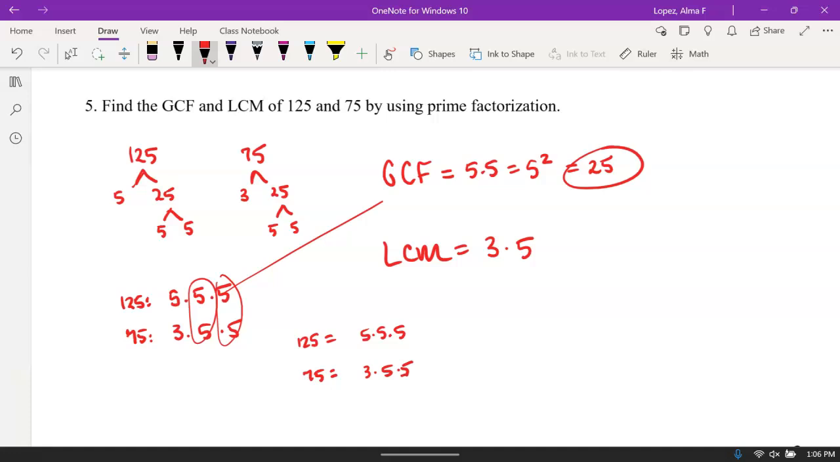Now find the largest number of 3s. Well, it only occurs once in one of the numbers, so that's all I'm going to use there. For the 5, you look at your two lists and you say, what is the most number of times that 5 occurs in any of the numbers? Well, it occurs 3 times in the first number, so 3 is going to be our exponent there. And when I multiply them together, I get 375 as my least common multiple.